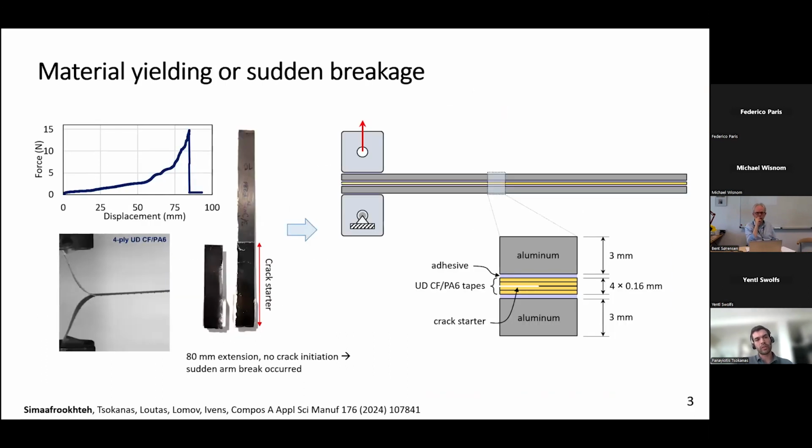So in our work, we used 4-ply UD carbon fiber with polyamide 6 laminates. We tried to test this laminate in mode 1, but the problem, of course, was that we had some material yielding in the first steps of the loading, and then sudden breakage of the loading arms, as you can see in the image here. So for this reason, we introduced doublers, stiffening beams, as you can see in the sketch here, two aluminum beams to stiffen the specimen, and we achieved a final thickness of about 7 millimeters.